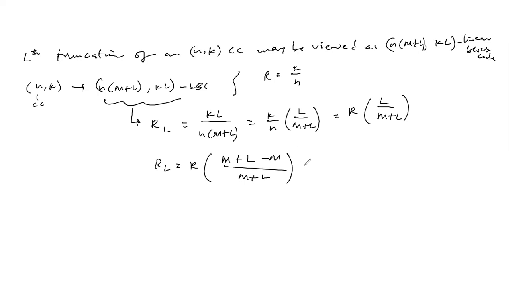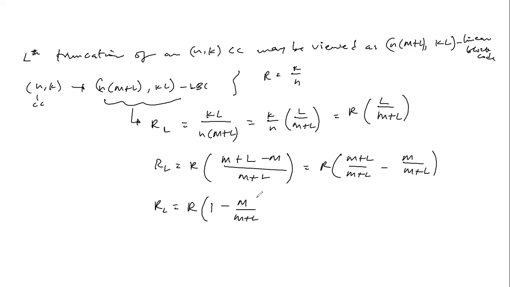And therefore, this will be the same as R into bracket (M plus L) over (M plus L minus N), divided by (N plus L). So this will reduce to 1. So the rate of the truncated code is now seen to be the same as R into bracket 1 minus M over (N plus L).